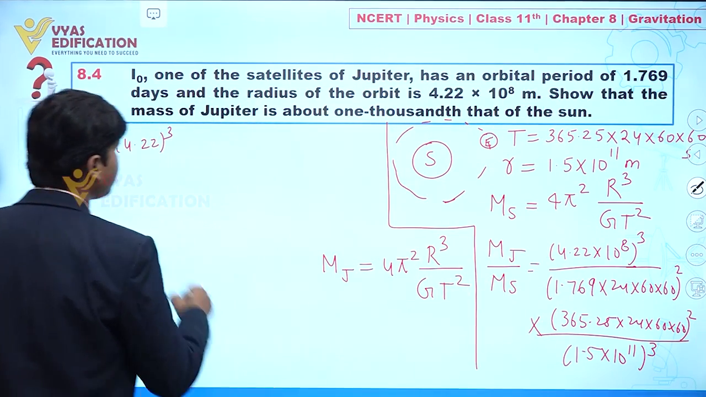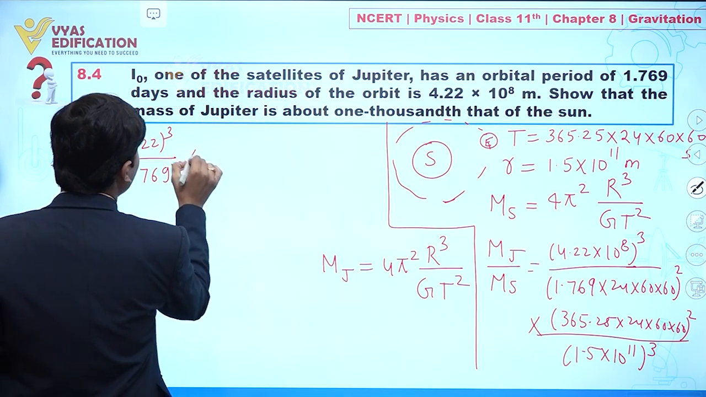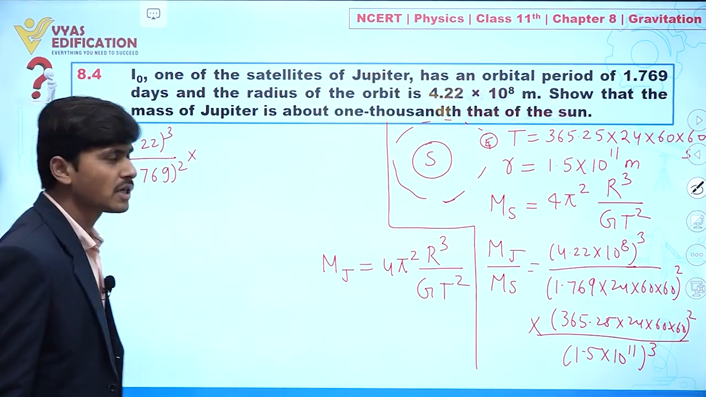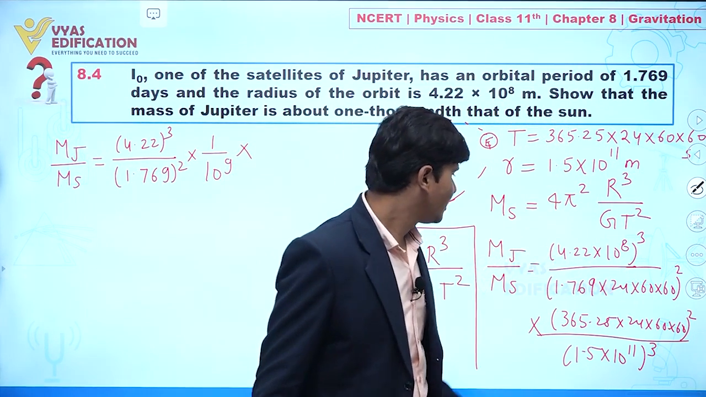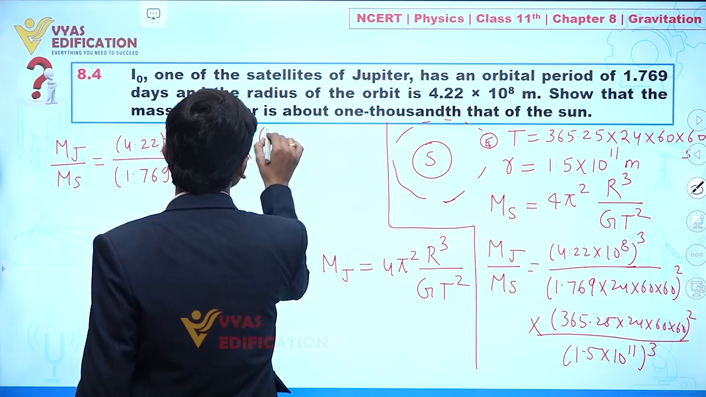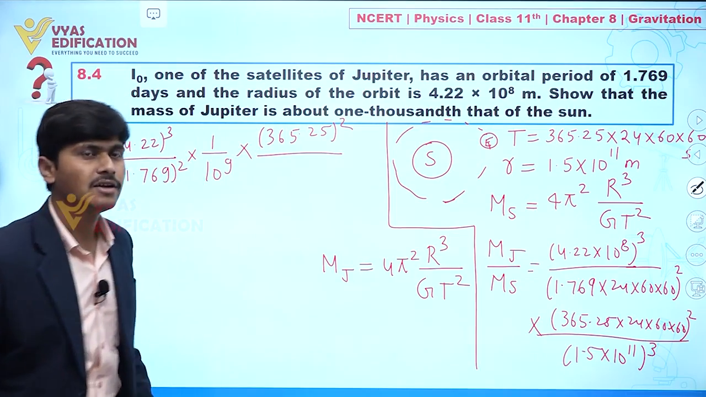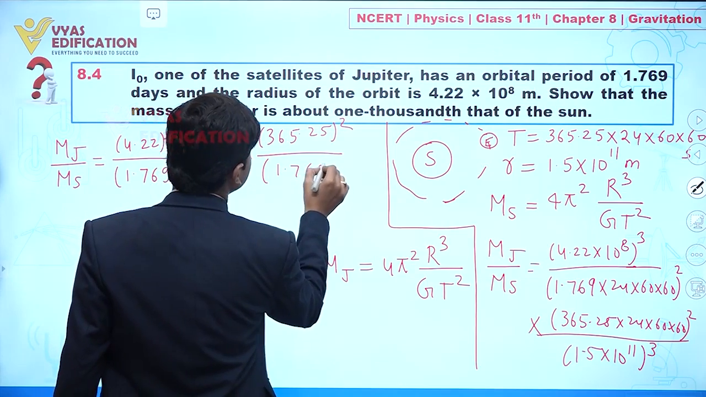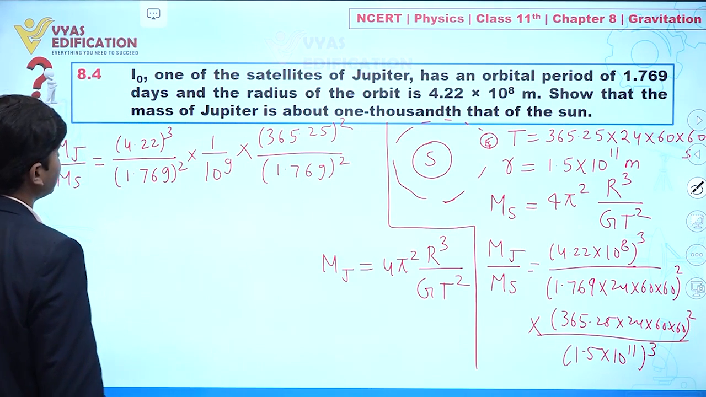4.22 whole cube divided by 1.769 whole square multiply, clear. And actually we already wrote here this is 24 and this one we have 33, so 1/10 to the power 9 multiply, clear. Now you can say 24, 60 and 60 whole square, it will be cancelled out. So finally you can write like this, this is 365.25 whole square divided by 1.769 whole square, clear.